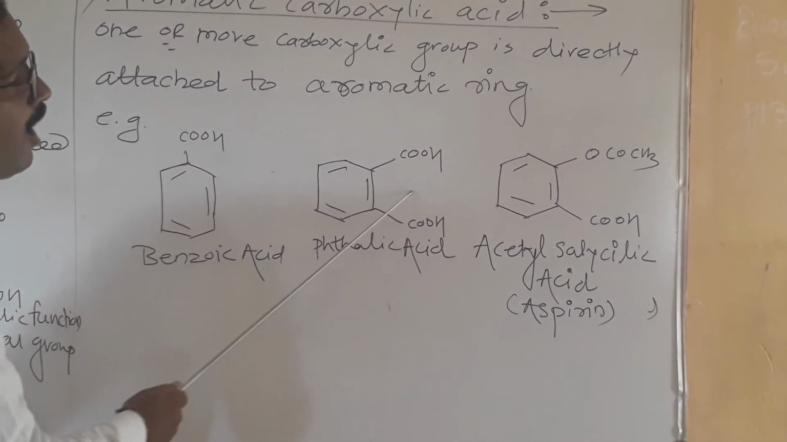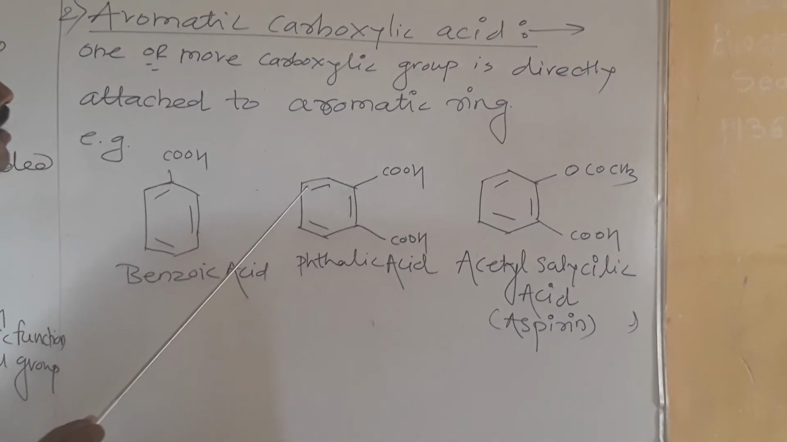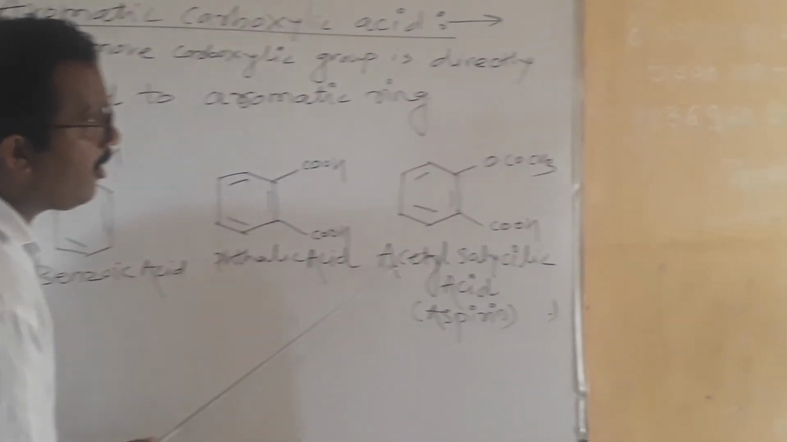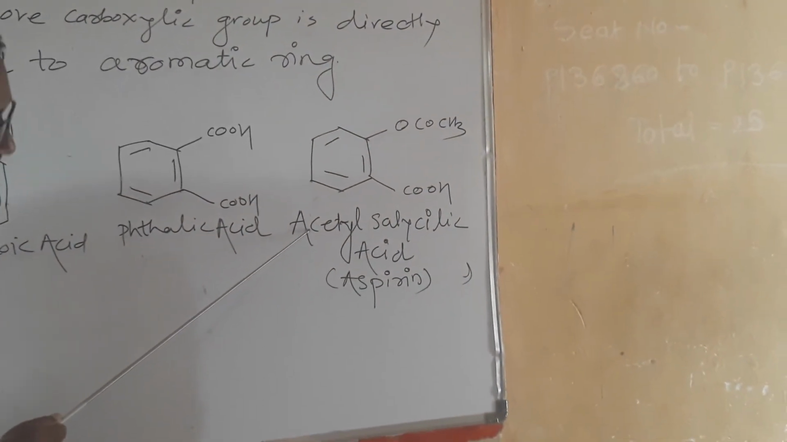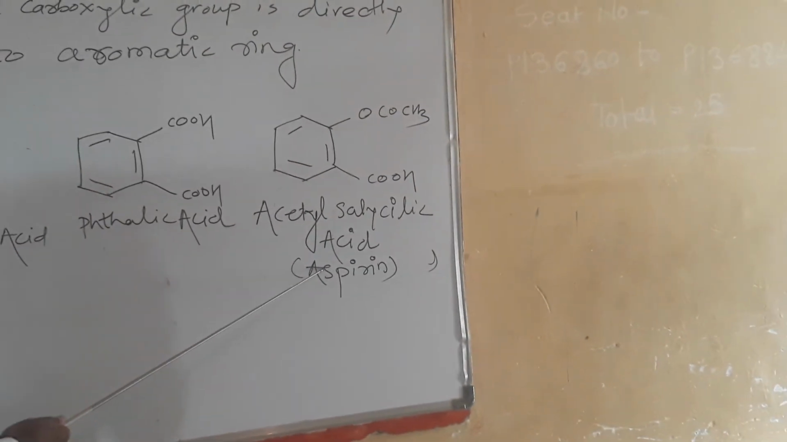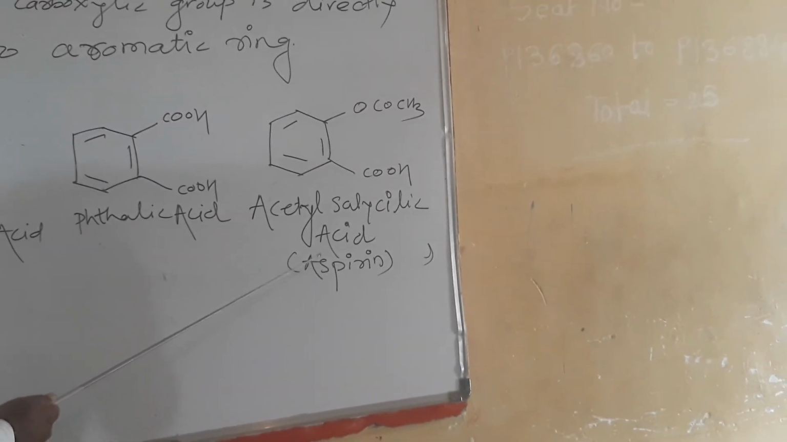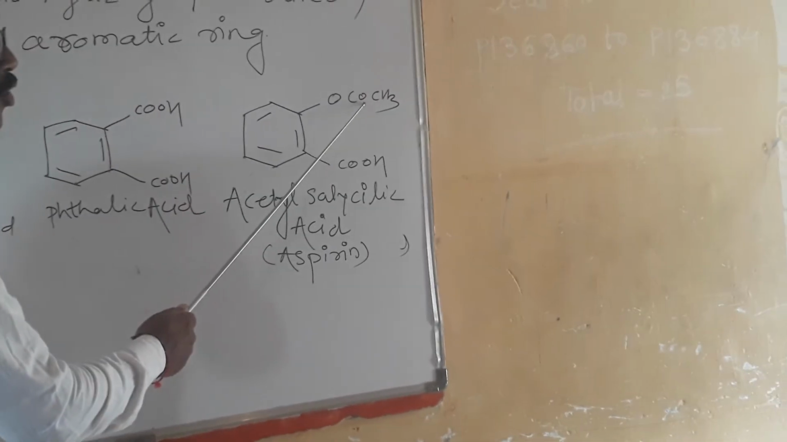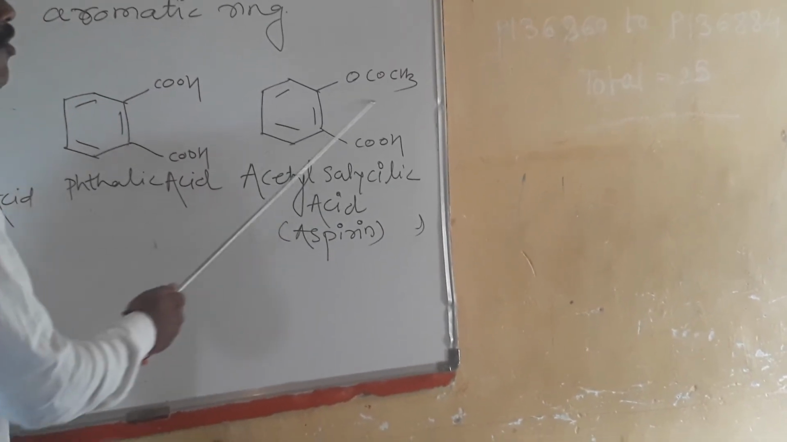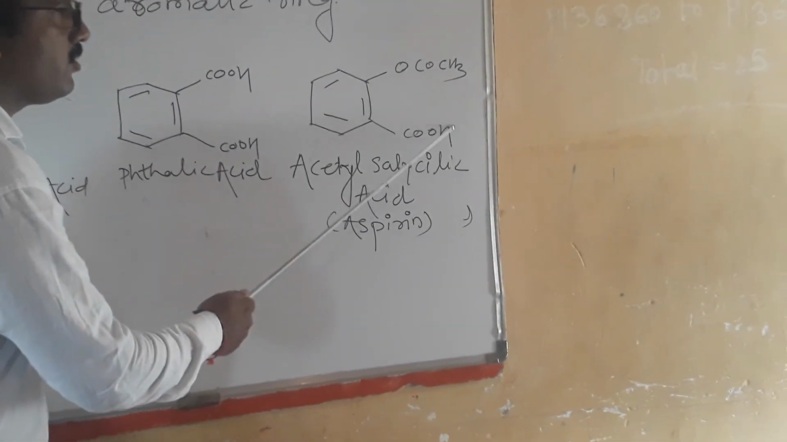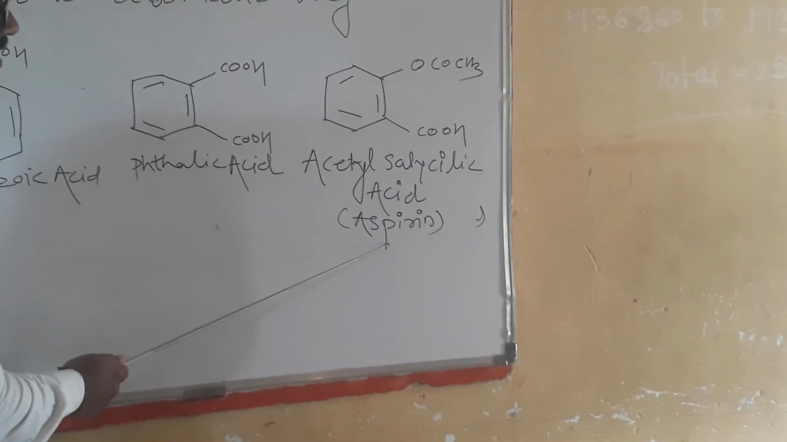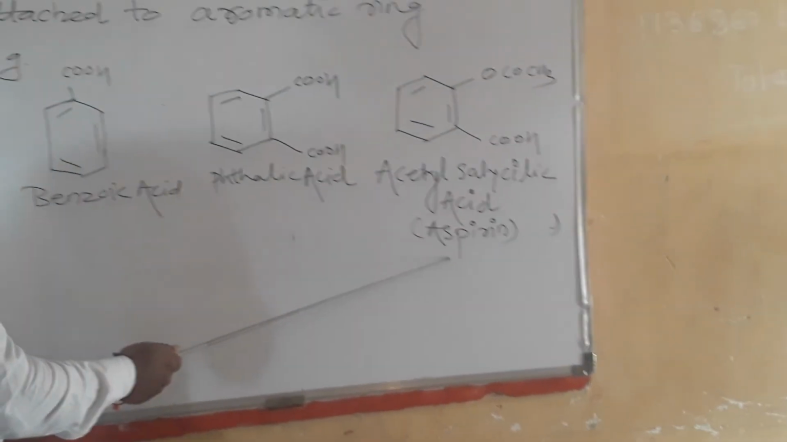The next example of this type of carboxylic acid is phthalic acid. There is a presence of two carboxylic groups on an aromatic ring. Another example of this type of carboxylic acid is acetylsalicylic acid, in short known as aspirin. There is a presence of the benzene ring along with the OCOCH3 group and along with a carboxylic acid group. This is acetylsalicylic acid, also called aspirin, and this is one of the types of aromatic carboxylic acid.